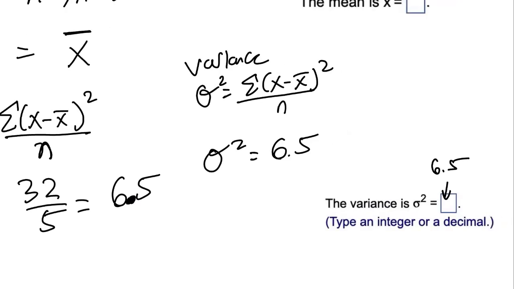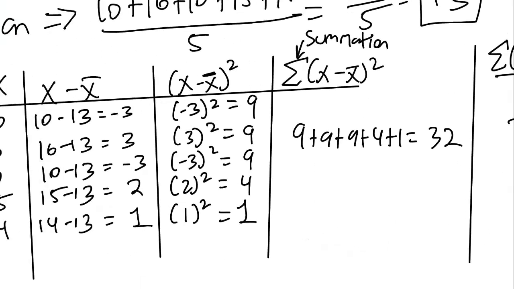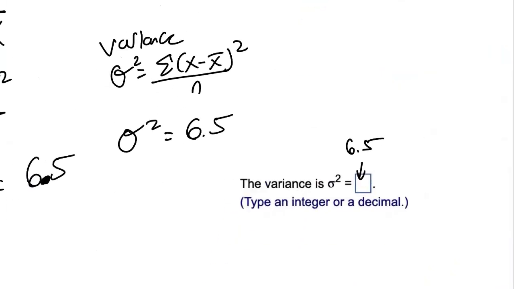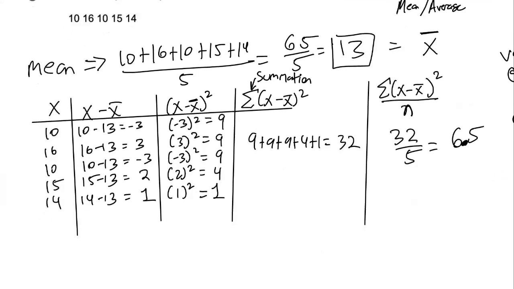Okay, so we got the variance. And the mean. We found the mean to be 13. So that's where it goes right here. For your homework, that's where it's going to go, 13, and then your variance is 6.5. So it's pretty much you taking the mean, subtracting from all the numbers, squaring it, adding them all together, and then finding the average. That is the variance, 6.5.